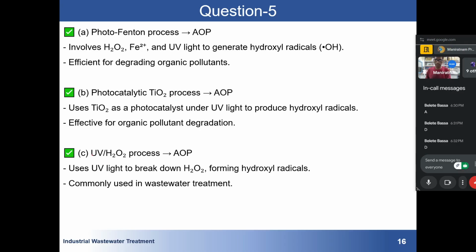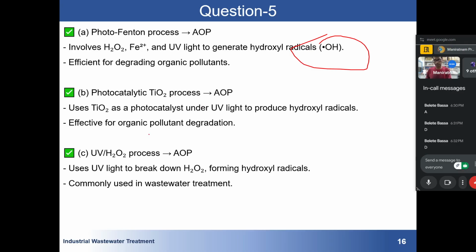Then we have UV here. It uses titanium oxide as a photocatalyst under UV to produce hydroxyl radicals. Remember, in every process we are producing these OH radicals, and these OH radicals are very energetic and very oxidative in nature. It can oxidize anything.